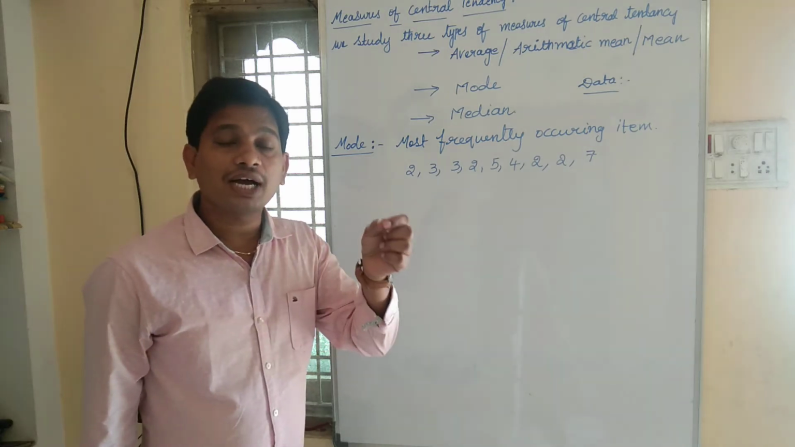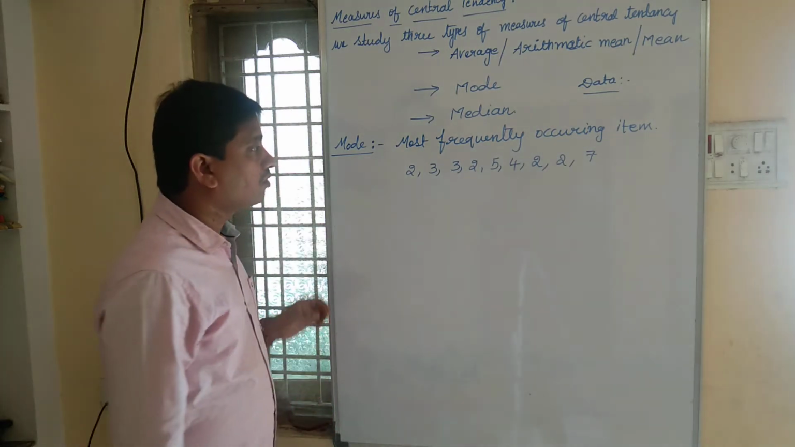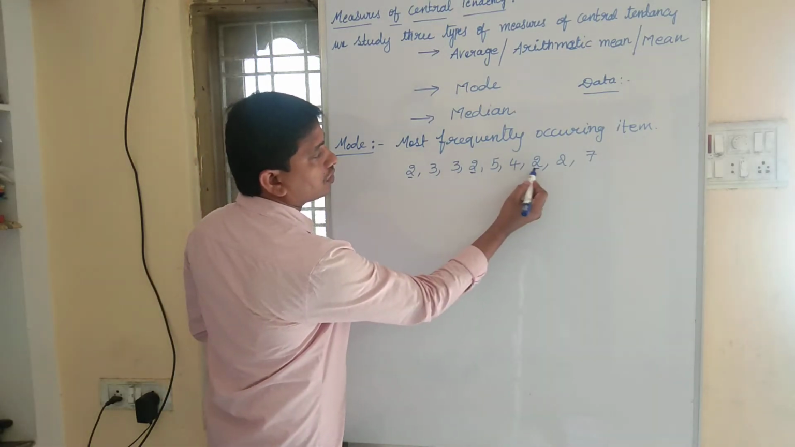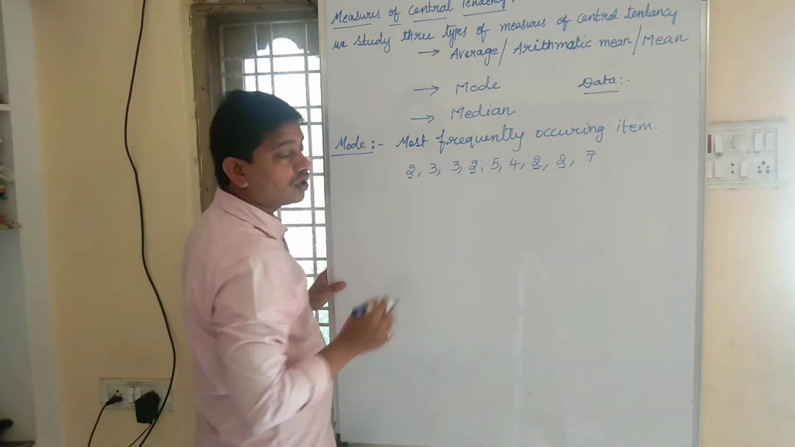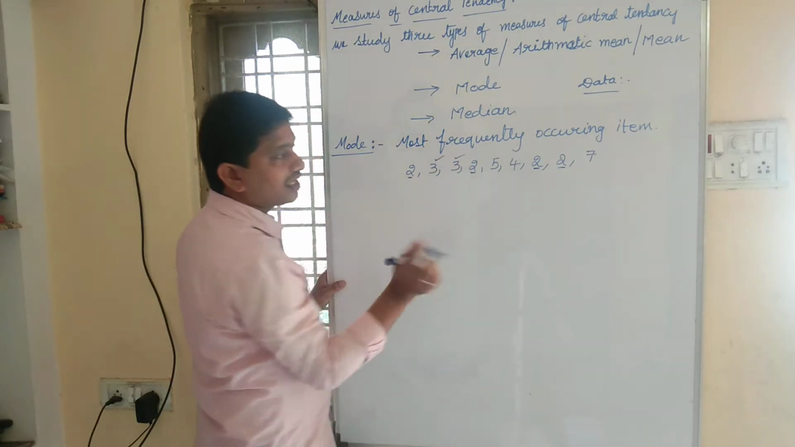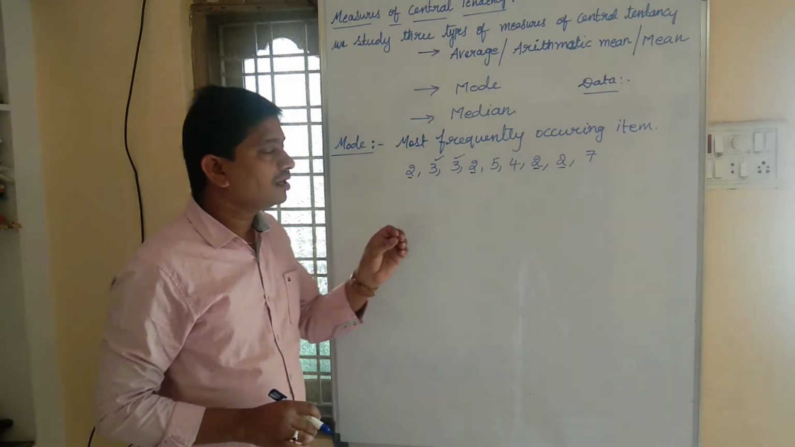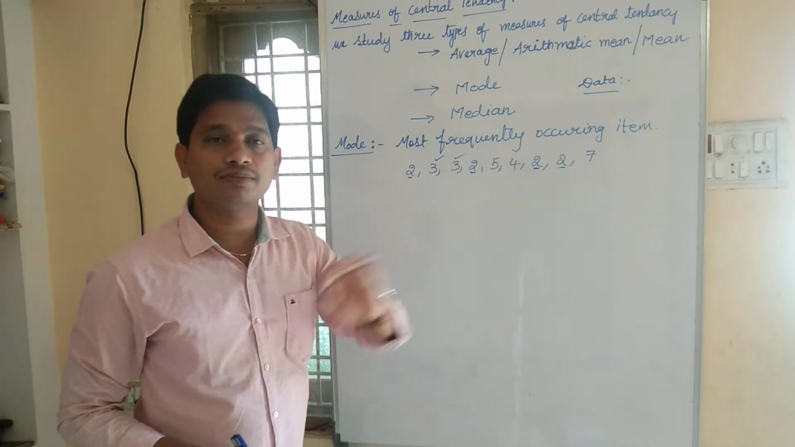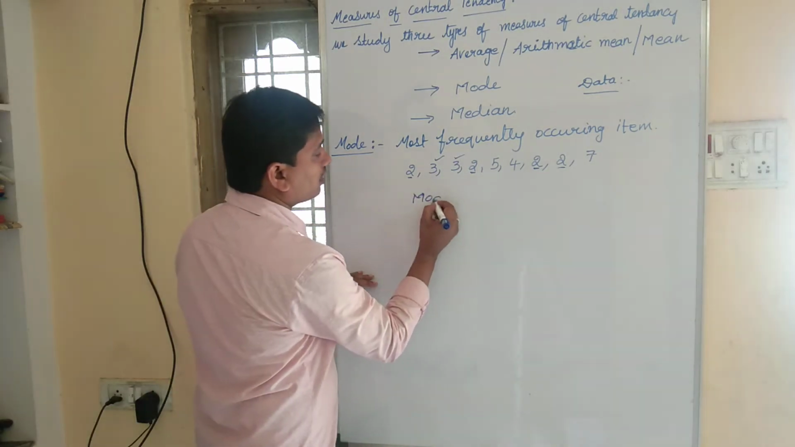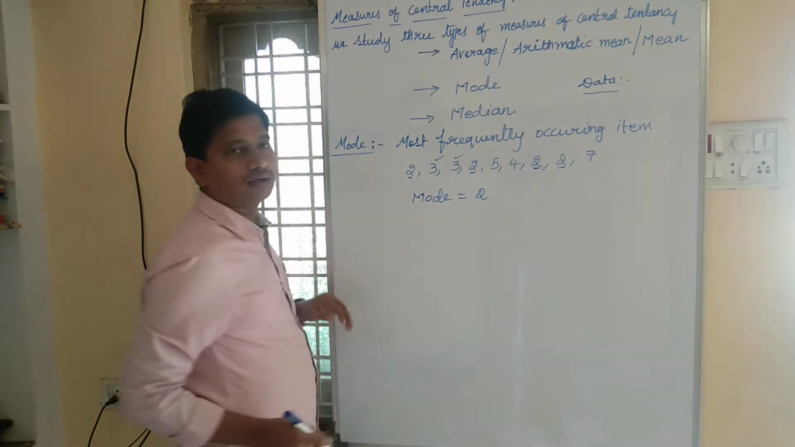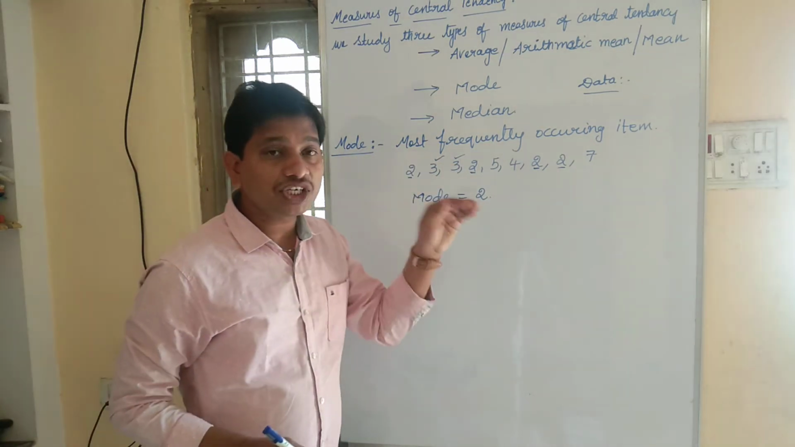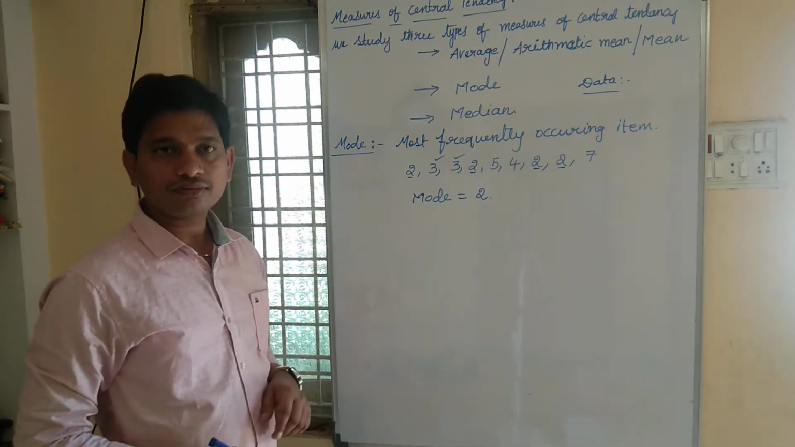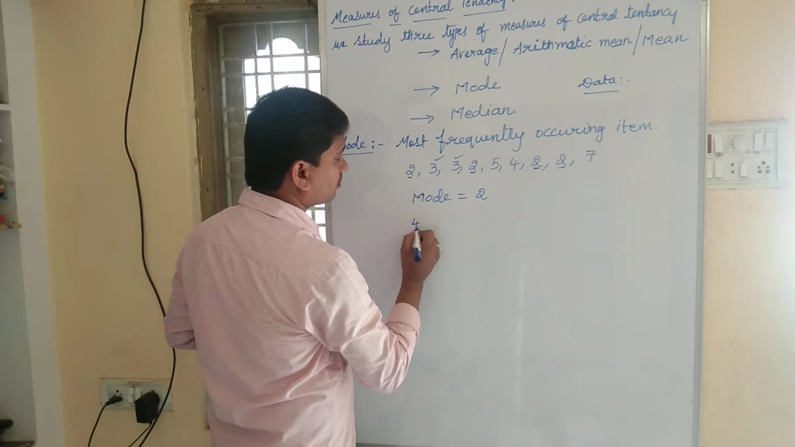Among them, which observation is occurring several times? If you count here, 2: 1, 2, 3, 4. I mean 2 is occurring 4 times. And what about 3? 3 is occurring only 2 times. Here the observation 2 is occurring several times, it is repeating several times. So what is the mode of this data? The mode of this data is 2, children. Here the observation 2 is repeating several times. That is the reason the mode is 2. For example, consider another data.